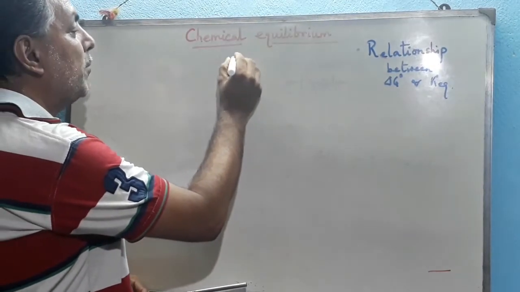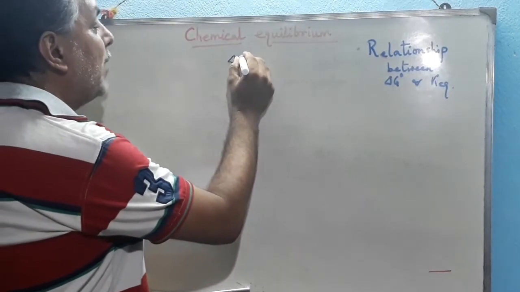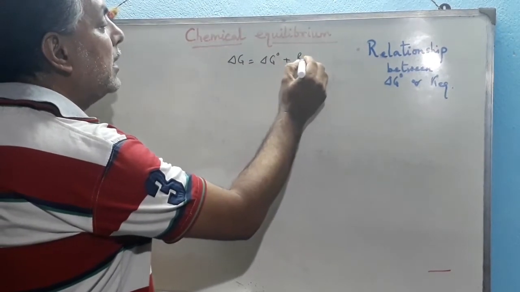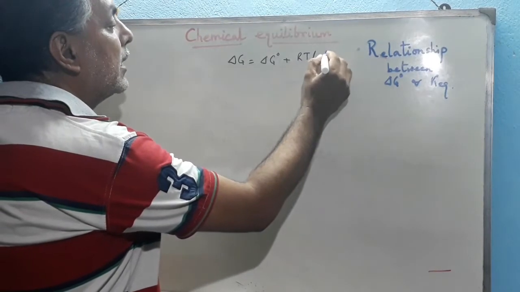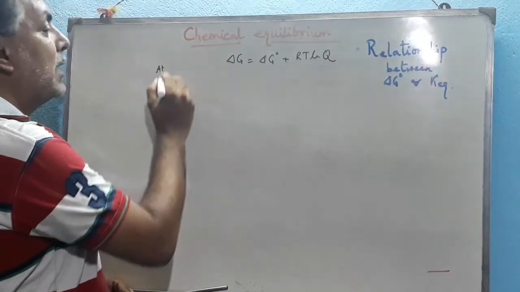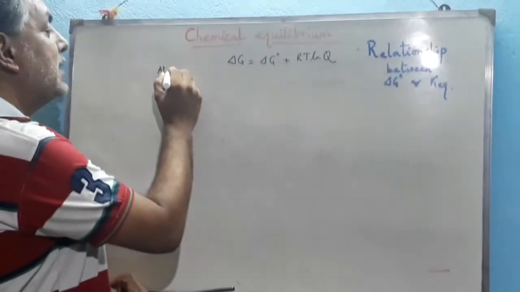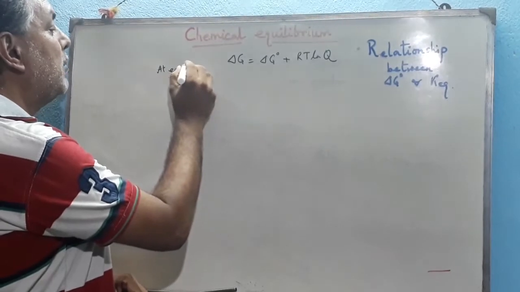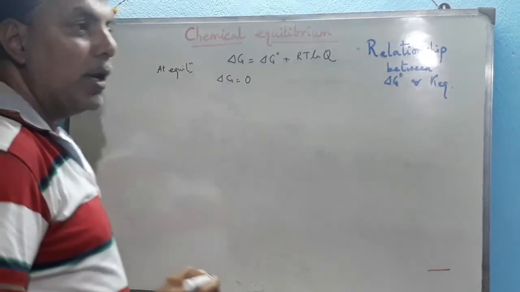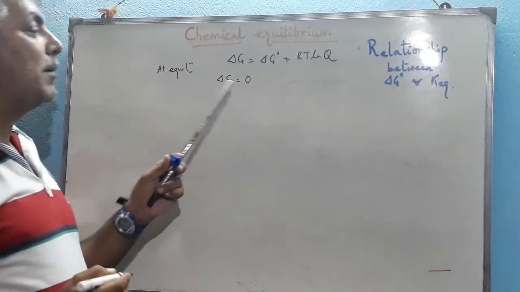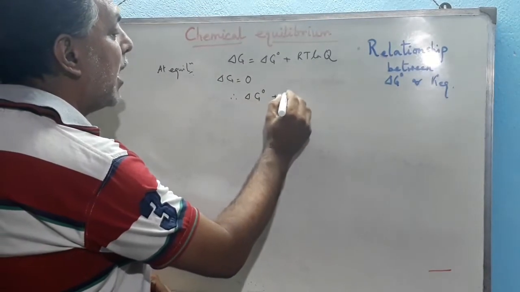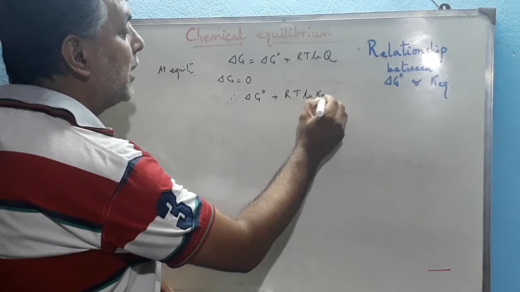What is the relationship? From the Van 't Hoff isotherm we can write del G equal to del G0 plus RT ln Q, where Q is the quotient. Whenever the chemical reaction reaches equilibrium, we can write that del G equals 0. We know that from the thermodynamic point of view, at equilibrium del G becomes 0. So del G0 plus RT ln K equilibrium becomes 0.